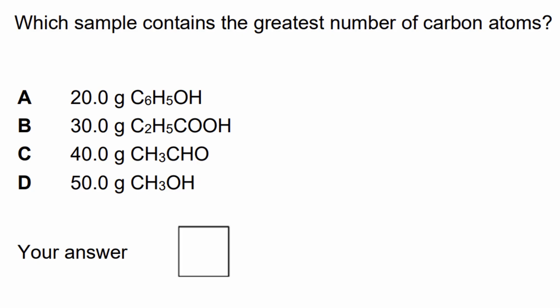Now at first glance it's quite difficult to work this out because there's two things going on. There's the mass of the sample present, but then there's a number of carbon atoms that each sample has. So to do this, you need to look at what connects the number of carbon atoms with the mass, and that's going to be the moles.